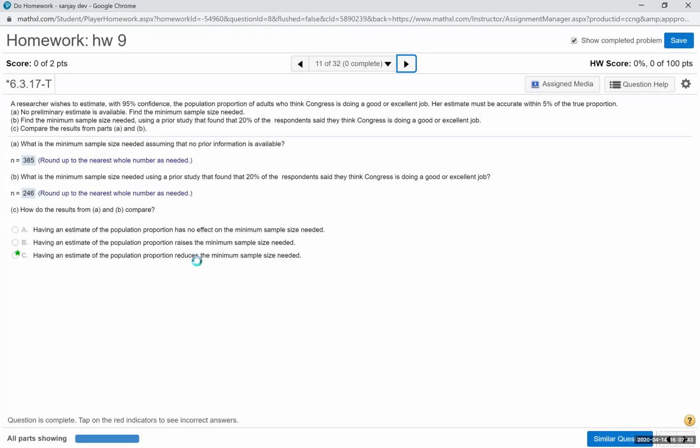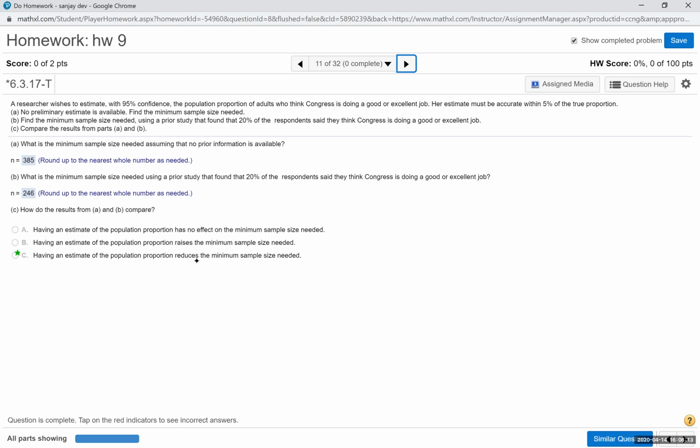Now, number 11 is totally a different question, right? It asks you, what is the minimum sample size needed? So let's read the question. A researcher wishes to estimate with 95% confidence the population proportion of adults who think Congress is doing a good or excellent job. Her estimate must be accurate within 5% of true proportion. A, no preliminary estimate is available. Find the minimum sample size needed.